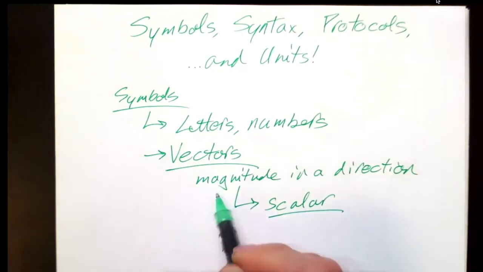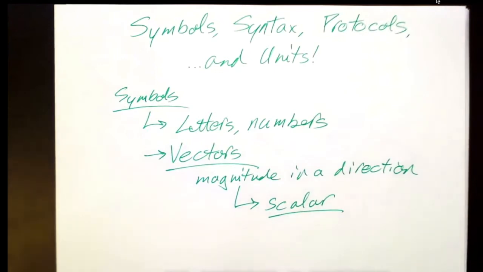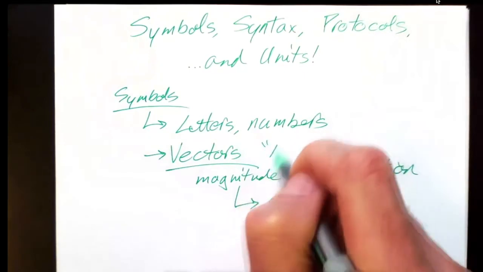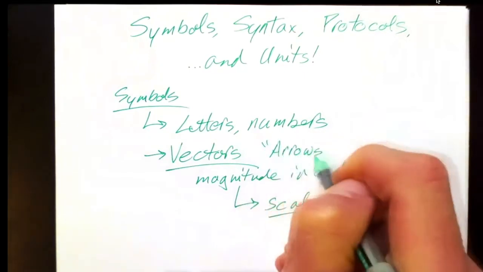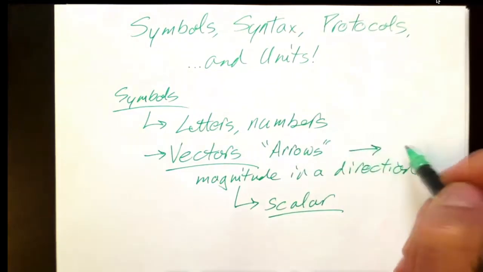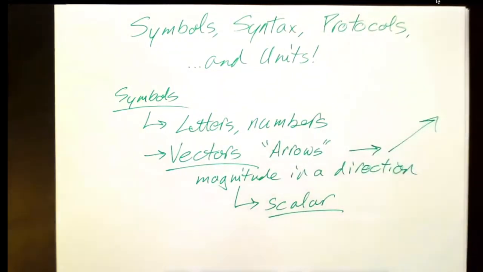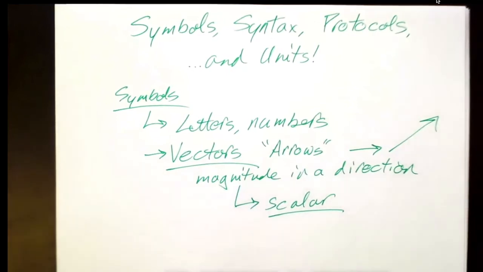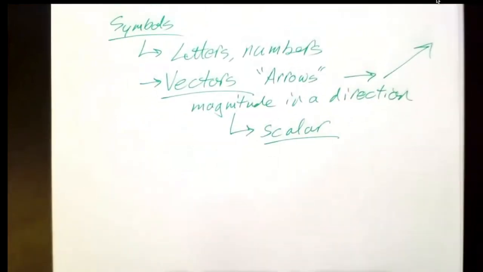Essentially, due to the fact that magnitude in a direction is a vector, and if we think about a number pointing a particular way, we can also generalize as thinking of vectors as arrows, where the direction that it points and the length that it has tells us both the magnitude and the direction. Beyond that, there are a few symbols that will be useful throughout physics.